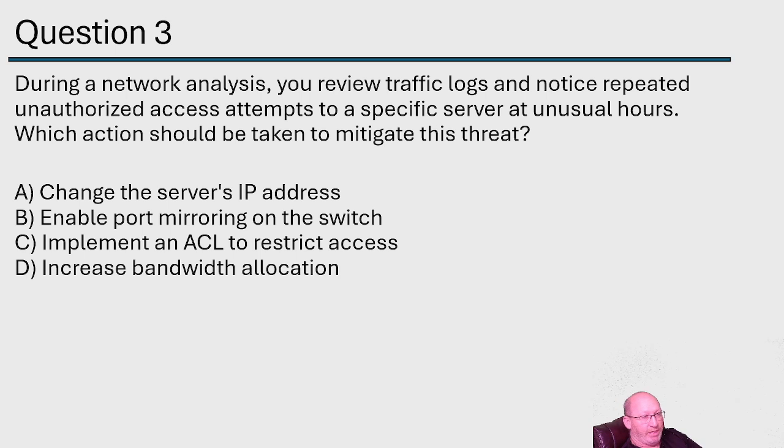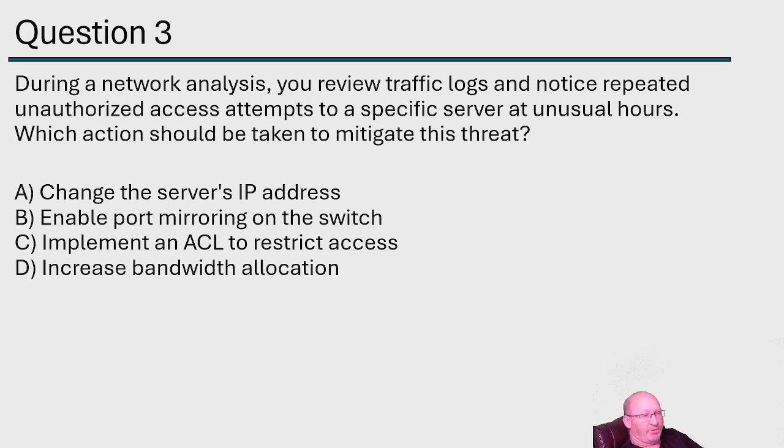All right, let's answer this one. Let's start with A, change the server's IP address. Possible. This could definitely help us with unauthorized access attempts, because if we change the IP address, then they don't have anything to connect to. So maybe. B, enable port mirroring on the switch. Of course, port mirroring is used for monitoring traffic, but it doesn't really prevent unauthorized access, does it? Not really.